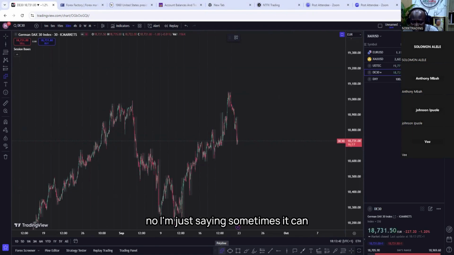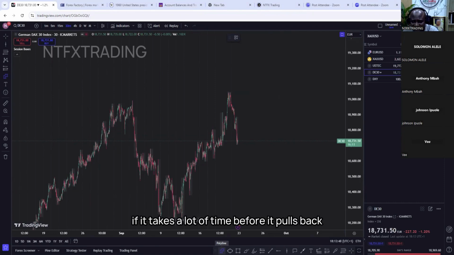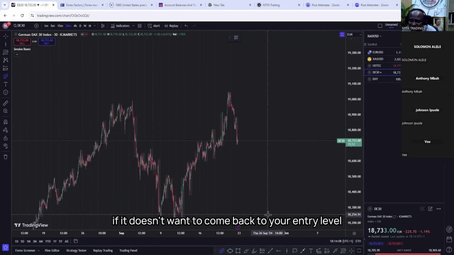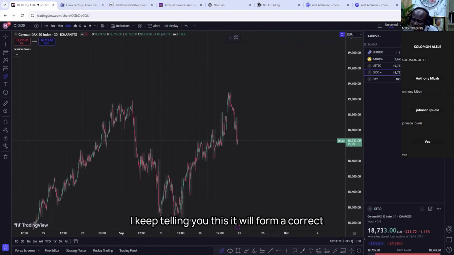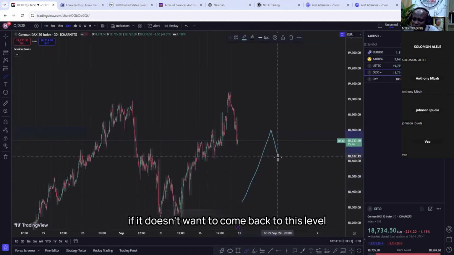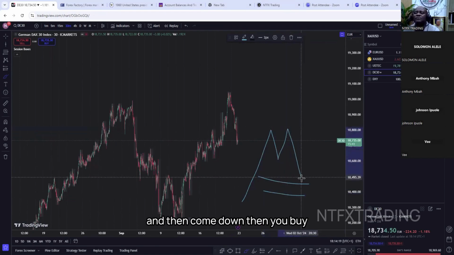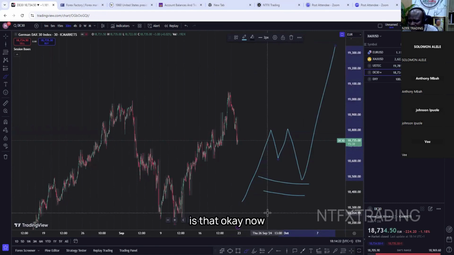No, I'm just saying sometimes it might not pull back immediately. What if it takes a lot of time before it pulls back to your entry level? If you are looking for a pullback to the entry level, you are not talking of a 15 or 30 minute time frame again now. You are talking of 1 minute. 1 minute does not take time to pull back. If it doesn't want to come back to your entry level, it will form a corrective structure. I keep telling you this. If it doesn't want to come back to this level for you to buy, it can form a corrective structure like this and then come down. Then you buy.